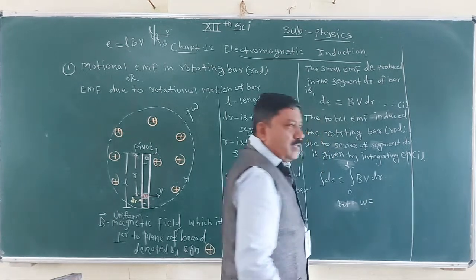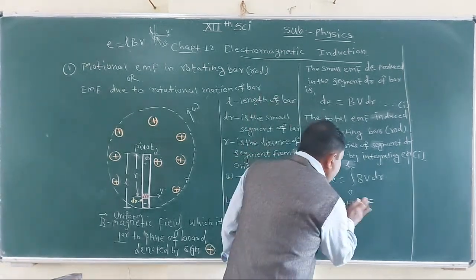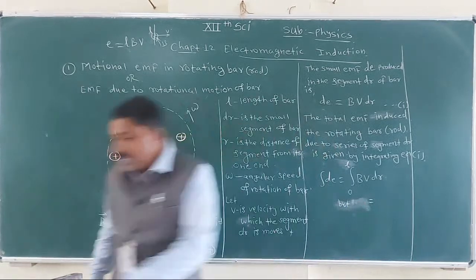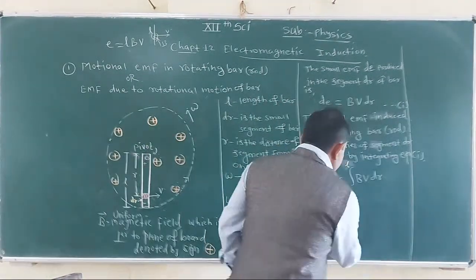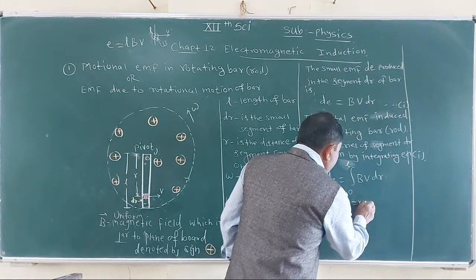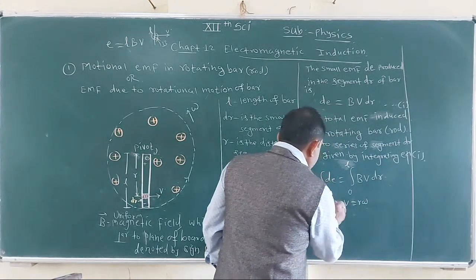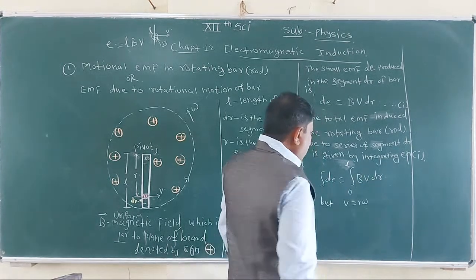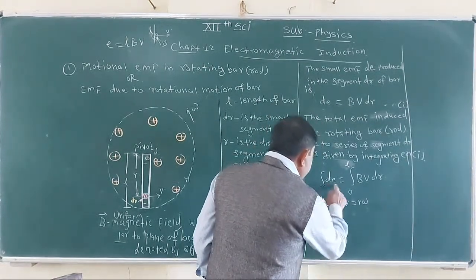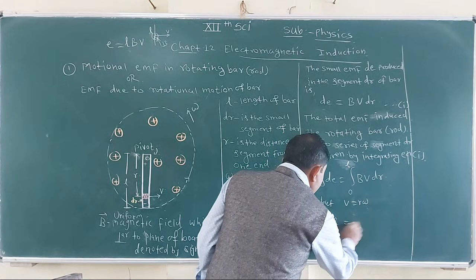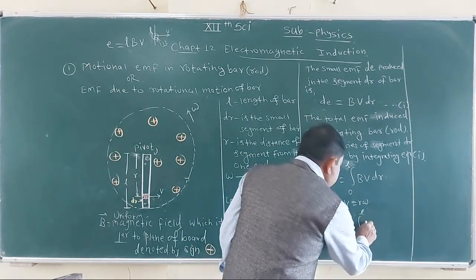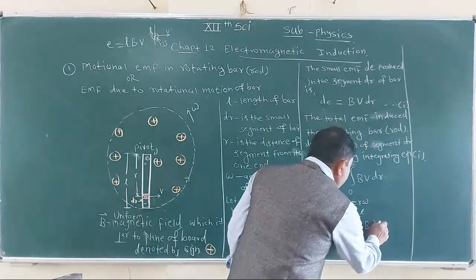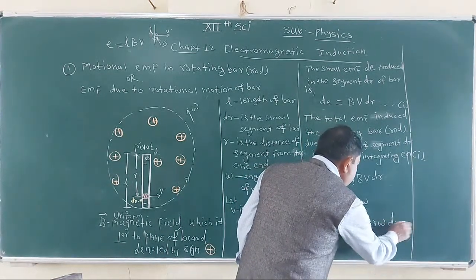V is equal to R omega. But we have studied in the first chapter that the angular velocity and linear velocity are related as V is equal to R omega. We can substitute this value. We can get integration dE as E is equal to integration 0 to L of B into R omega dr.